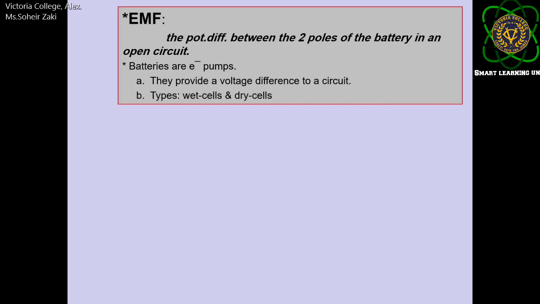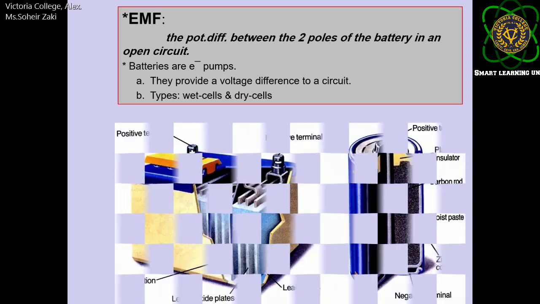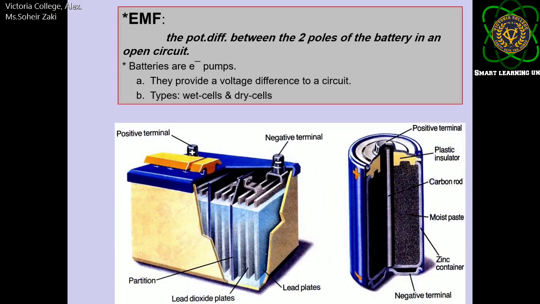The types of the cells we use in our circuits are wet cells and dry cells. The examples are the wet cell, like the car battery, and the dry cell, like this dry battery. They both are used to generate or to be a source of electric current.